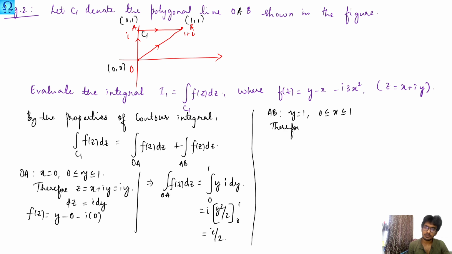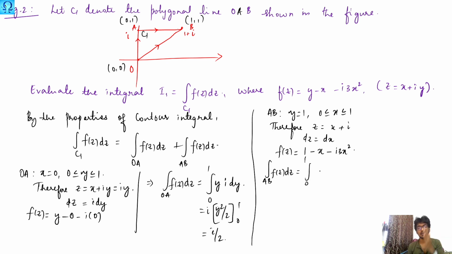Therefore, my z is what? X plus iota, right? And my dz is simply dx. Therefore, my f of z would be what? 1 minus x minus iota 3x squared. So this is there as it is. Okay. Now integral AB f of z dz is integral again 0 to 1. We here change everything in terms of x. Integral 0 to 1. And what is f of z? It is 1 minus x minus 3 iota x squared, and dz is simply dx.